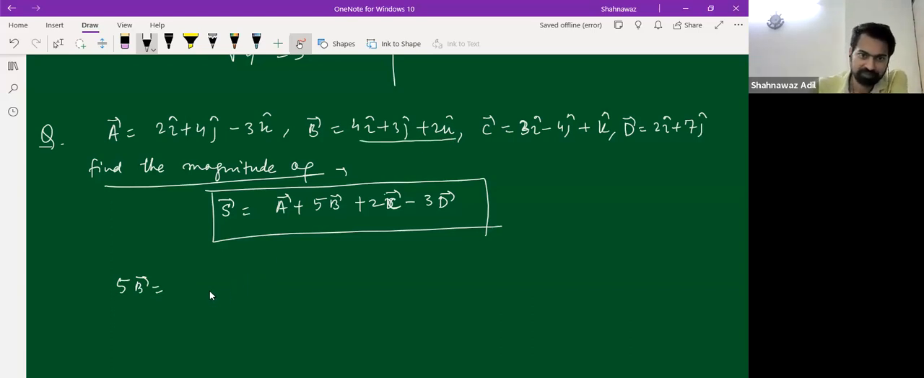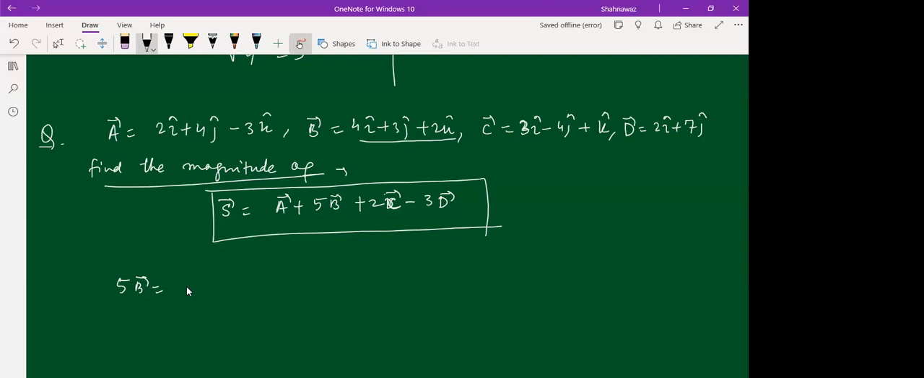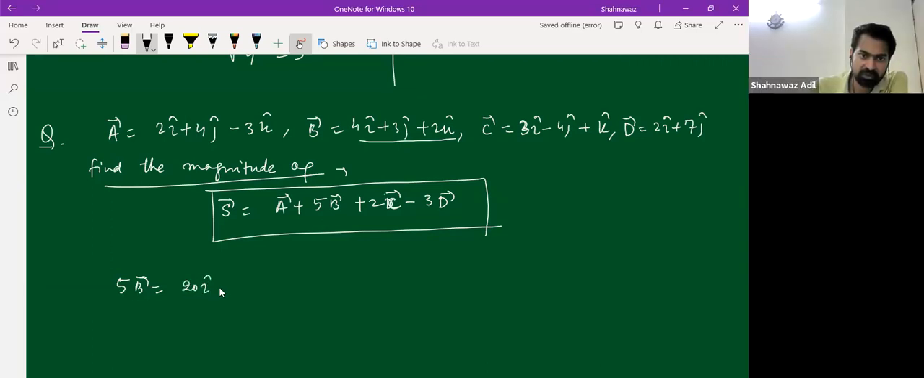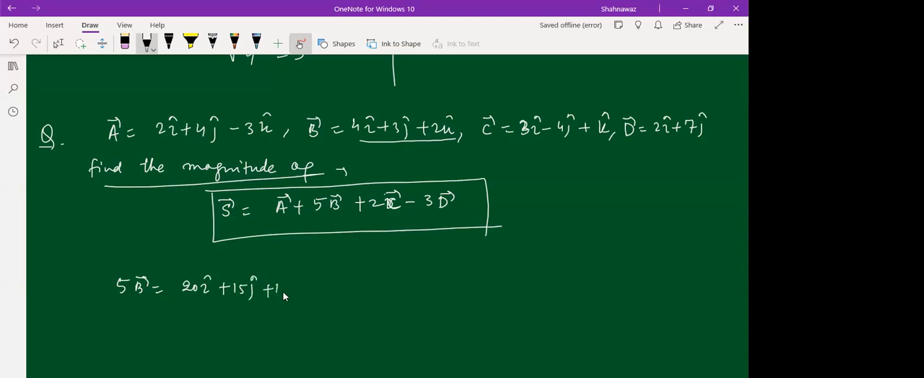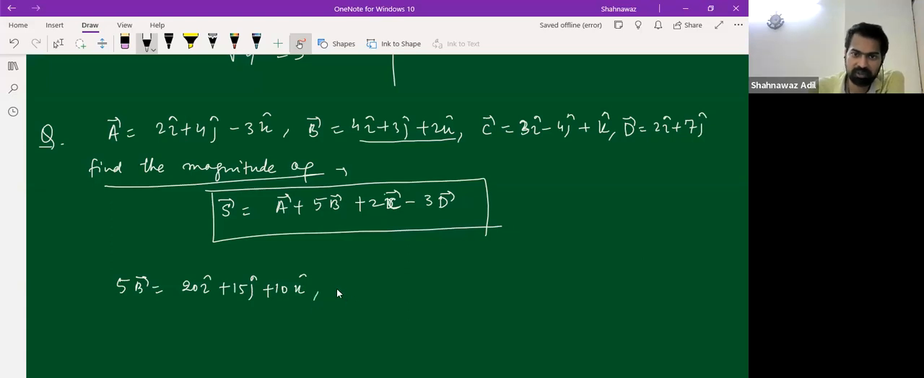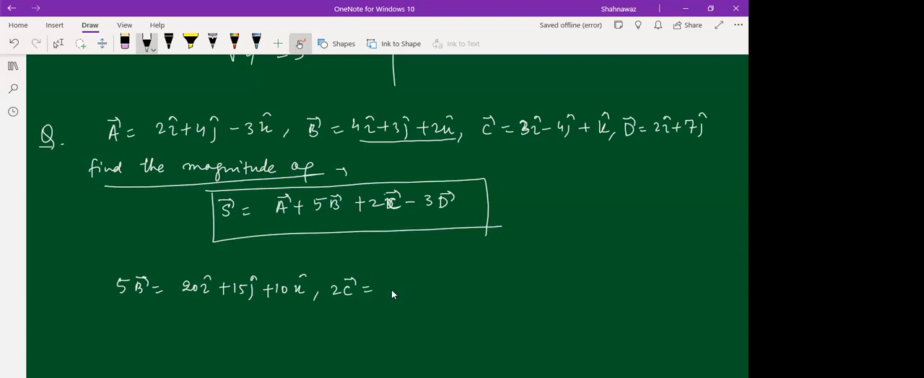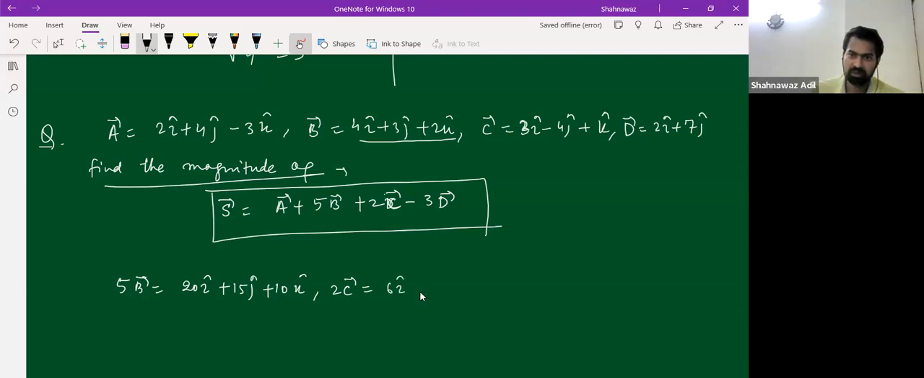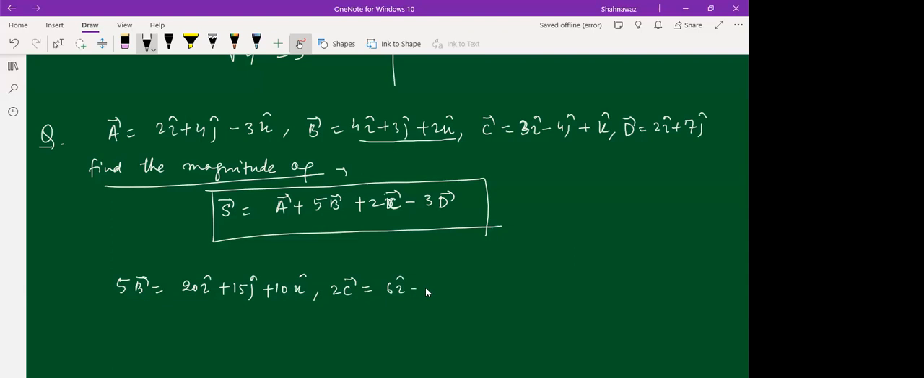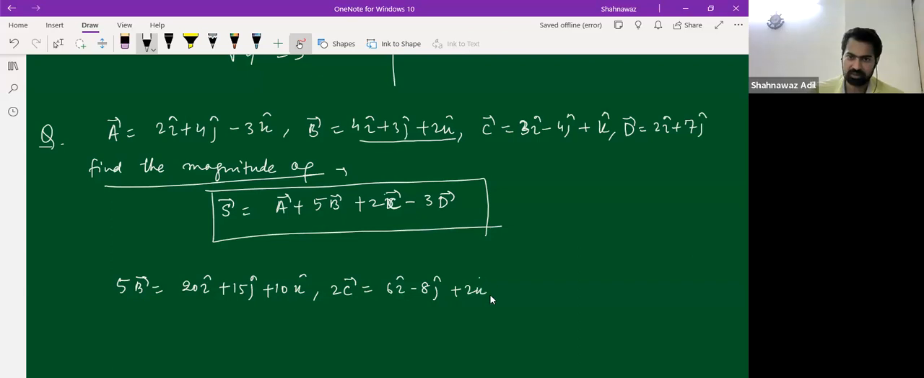20 I cap plus 15 J cap plus 10 K cap. So this is 5B and we have 2C. So Nabila, what would be 2C? 6 I cap minus 8 J cap plus 2 K cap. Correct.